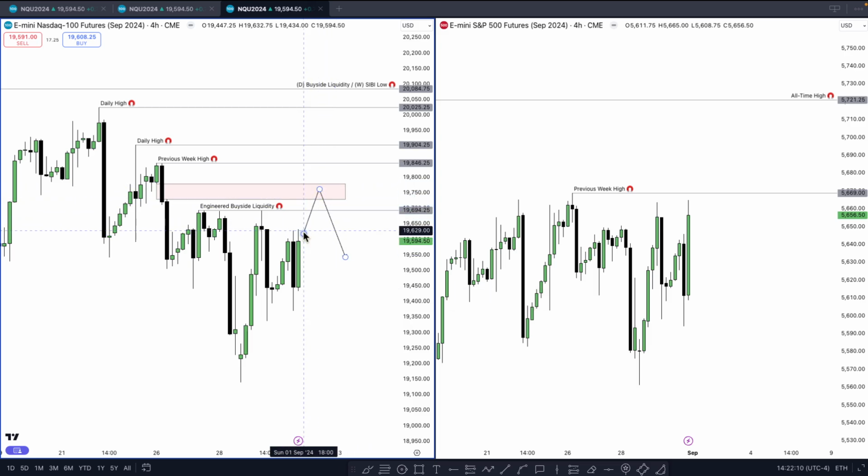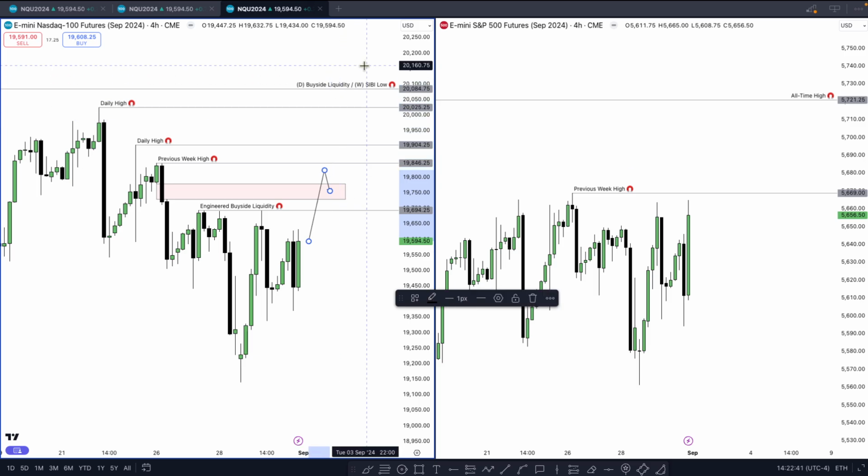So if or when we do deliver above these highs, the engineer buy side liquidity at 19,694.25, and reach up for this higher 4-hour SIBI here, this can be a place where if I have multiple contracts, I can take a partial, right? You can take your whole position off and be satisfied with enough. But I really want to see if we can get close above here, because that will give me further conviction that we're going to reach this next target, previous week high, daily high, and then we'll see what structure presents itself. But continue higher is the premise there.